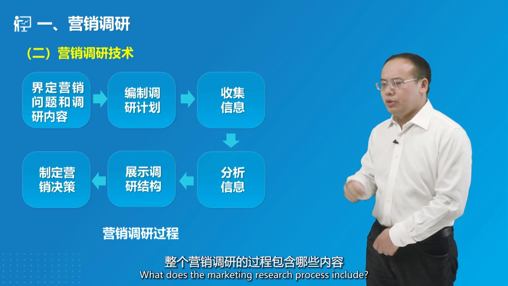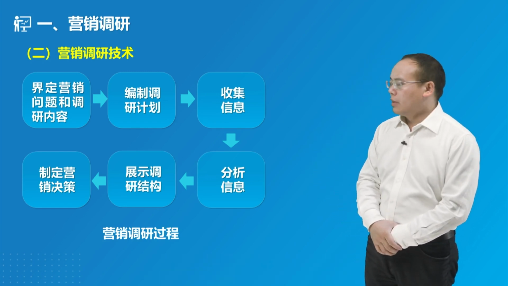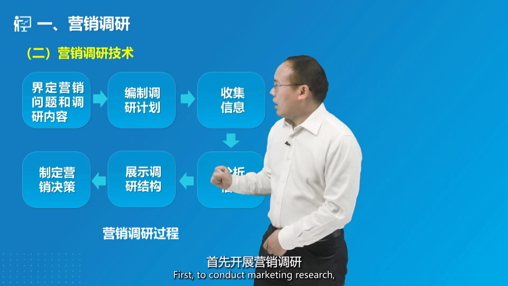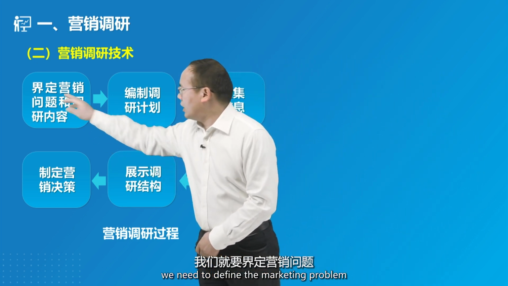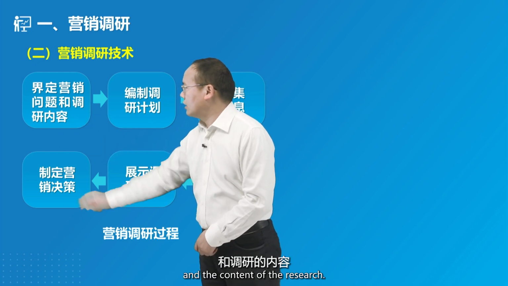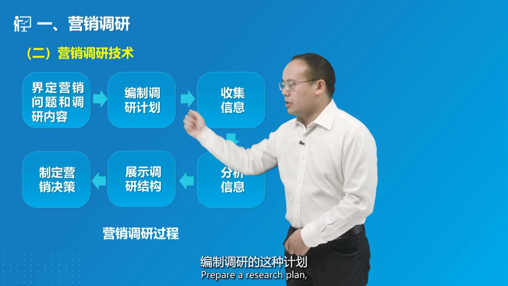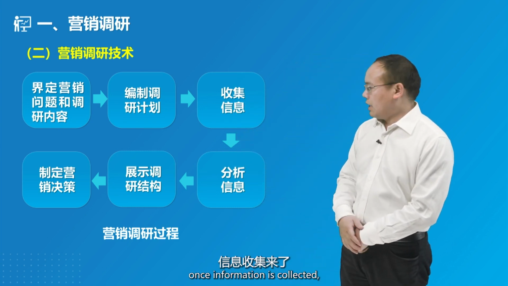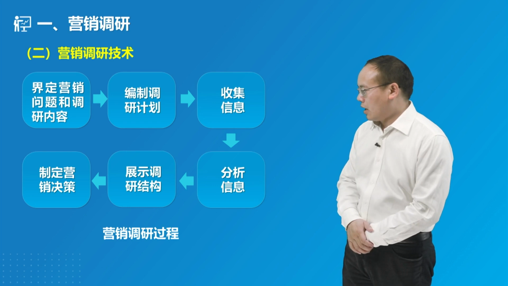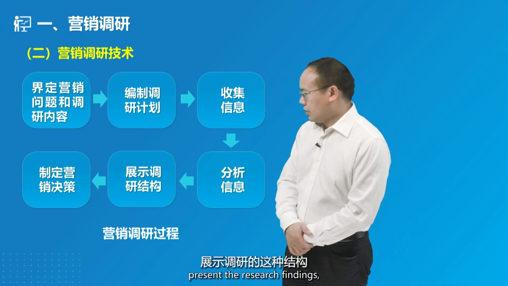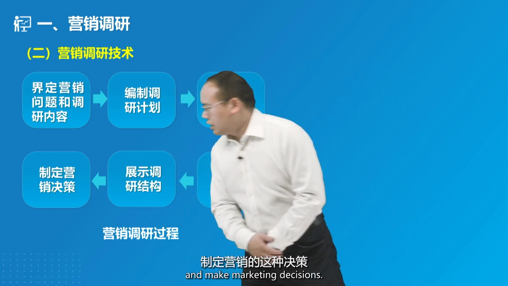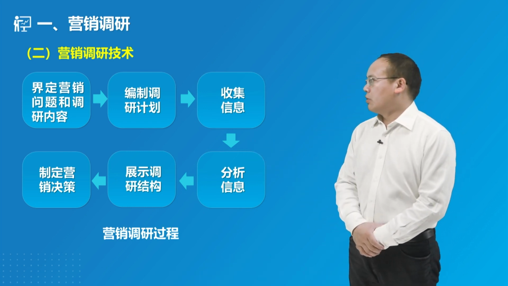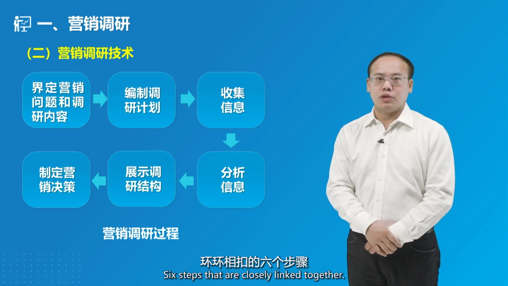What does the marketing research process include? It mainly involves 5 aspects. First, to conduct marketing research, we need to define the marketing problem and the content of the research. Prepare a research plan. Collect information. Once information is collected, it must be analyzed. Present the research findings and make marketing decisions. This involves 6 interconnected steps, 6 steps that are closely linked together.